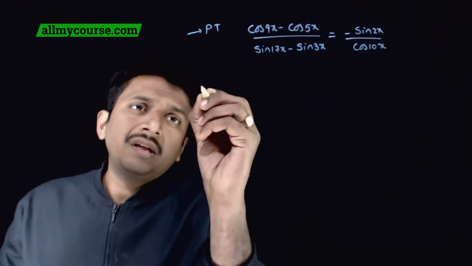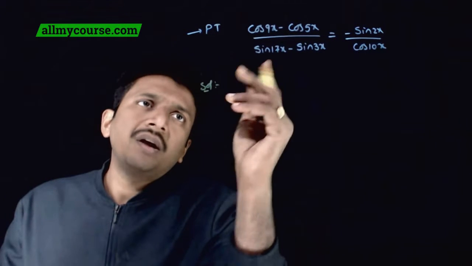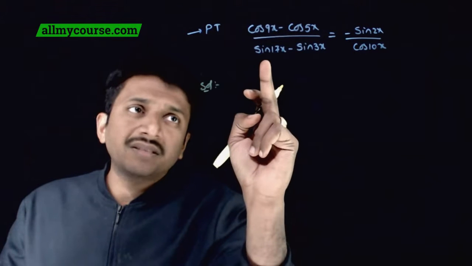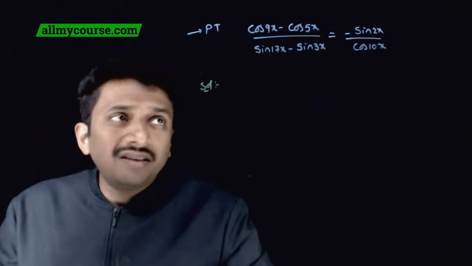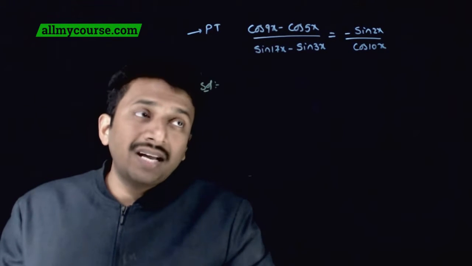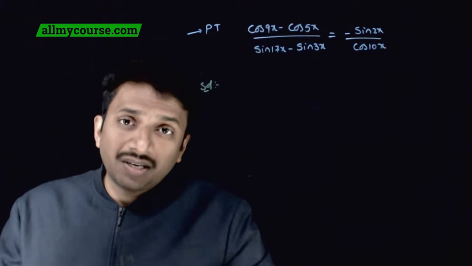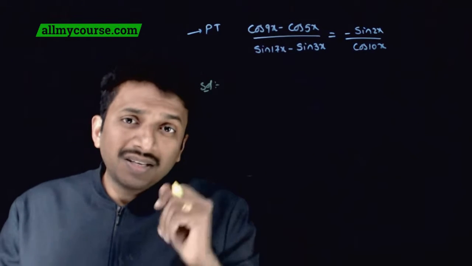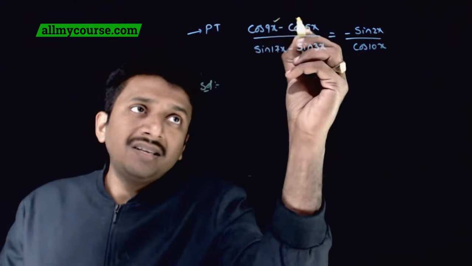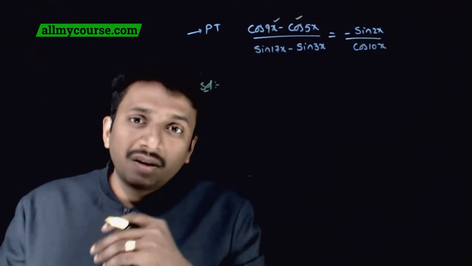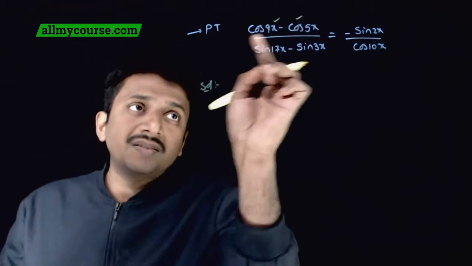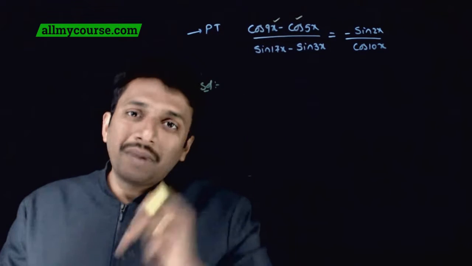So in this question, you're asked to prove that (cos 9x − cos 5x)/(sin 17x − sin 3x) is equal to −sin 2x divided by cos 10x. And as you see this question, you can very easily see that this question is based on transformation formulas, right? cos C − cos D, sin C − sin D.